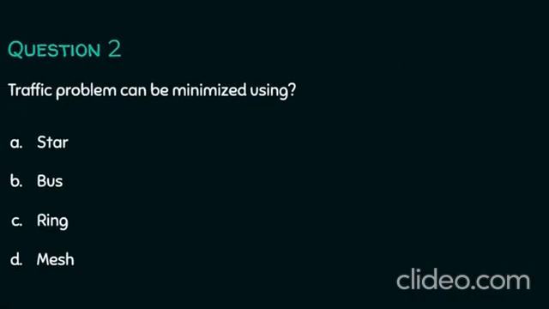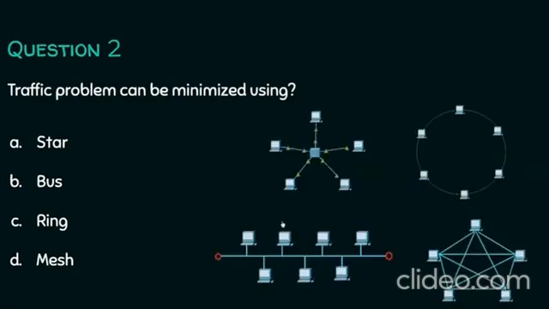Now we will move on to question number 2. Traffic problem can be minimized using A star, B bus, C ring and D mesh topology. We have to identify in which topology there is minimal traffic. This is a star topology, this is a bus topology, this is a ring topology, and here is the mesh topology. First we will check whether there is a traffic problem in star topology.